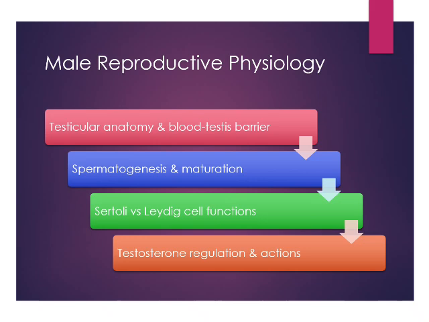Male reproductive physiology. It is a chapter about testicular anatomy, spermatogenesis and maturation of the sperms, Sertoli and Leydig cells in the testes and their functions, and the hormones that control them, the testosterone regulations and actions. This will be the male reproductive physiology chapter.